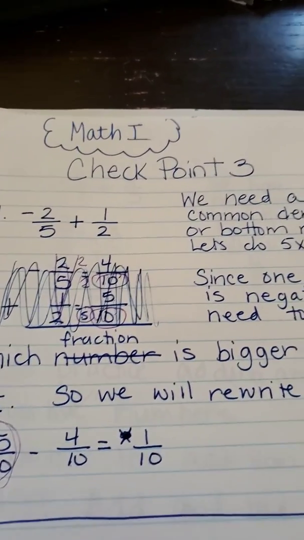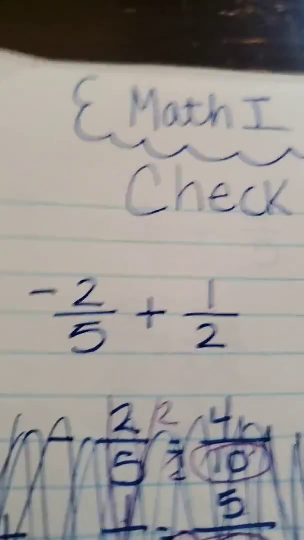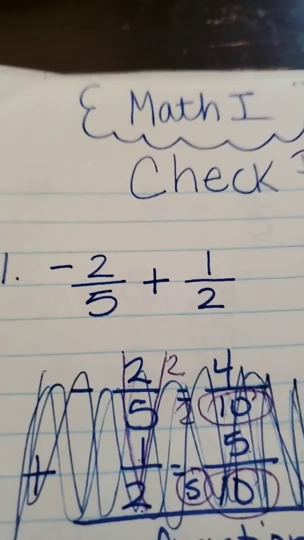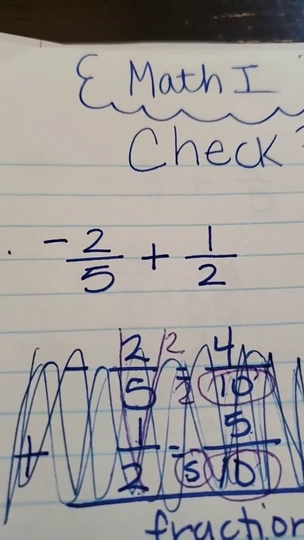This is for Math 1 checkpoint. The first problem is negative 2/5 plus 1/2.